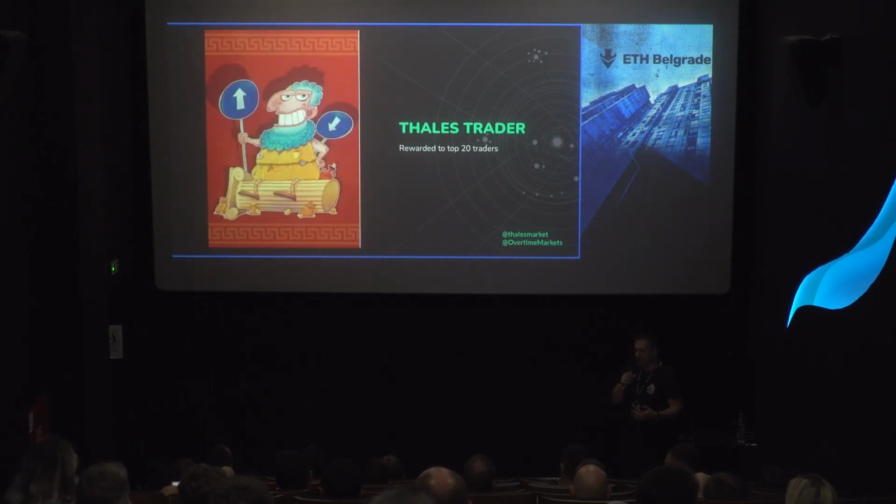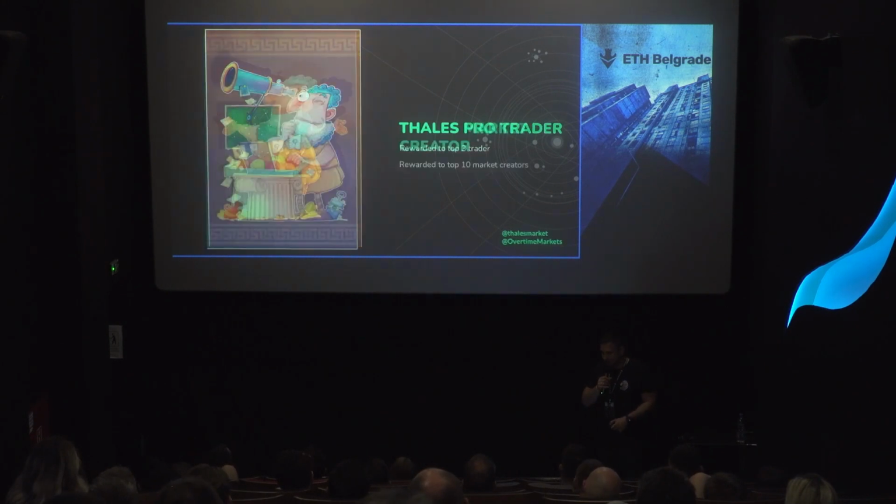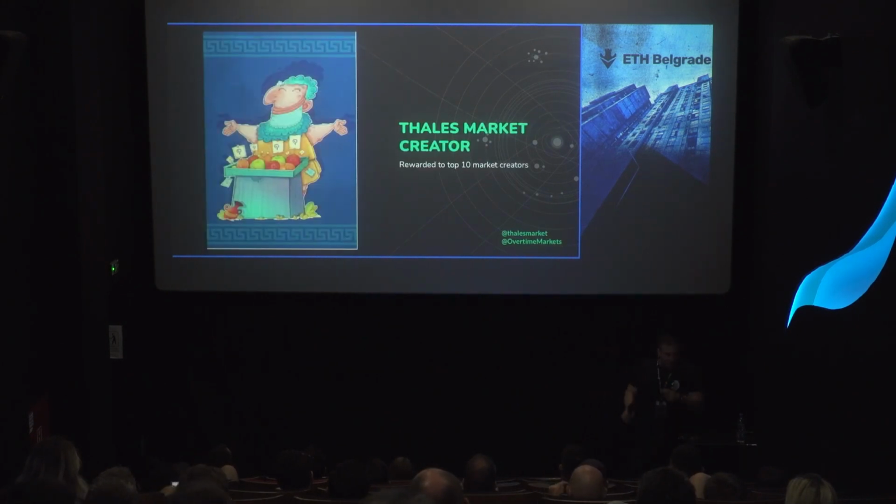Next one, a bit more complex, to top 20 traders. You're speculating on binary options, up or down. Now this one is a fancy one. It's only for the top 3. This is Thales being very proficient, watching the stars, doing calculations on his ancient notebook. Lots of details. Again, you might be recognizing the artist already here. And then the market creator, Thales selling some ETH, some Bitcoin apples over there.